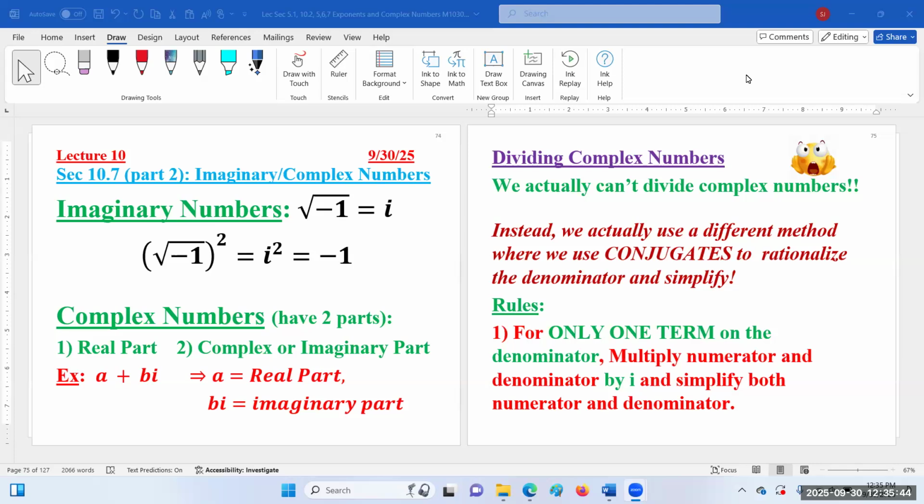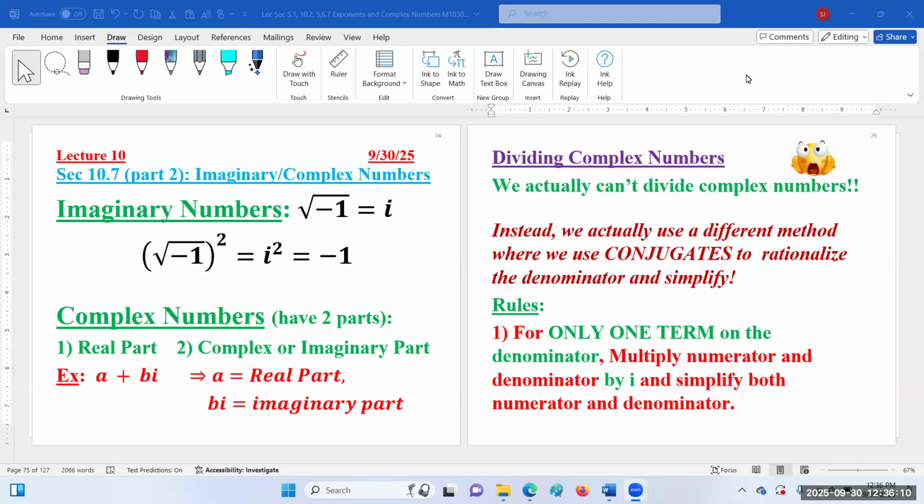But anyway, when we write the complex number out, we write the real number first and then the imaginary portion. So the format of the complex number is a plus bi. a means the real portion of the number, and bi means b, the real number, and i is the imaginary portion.